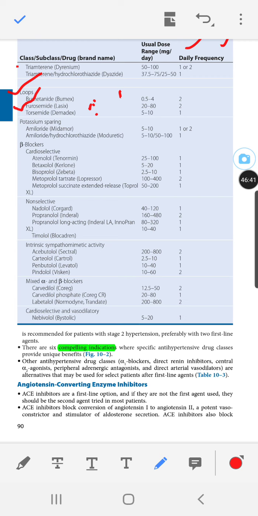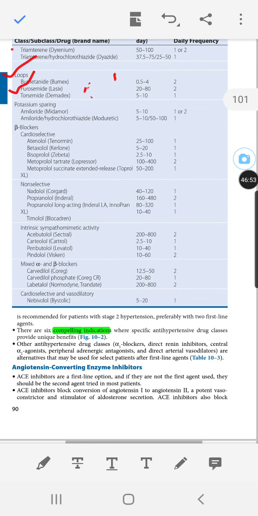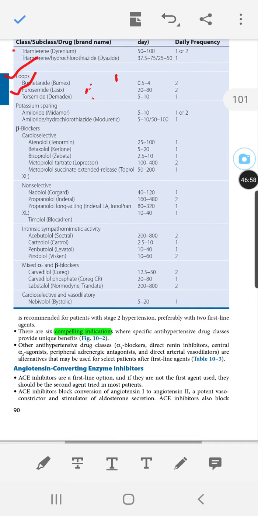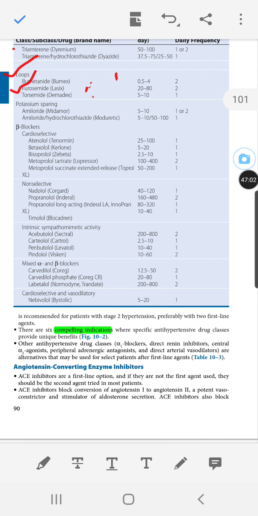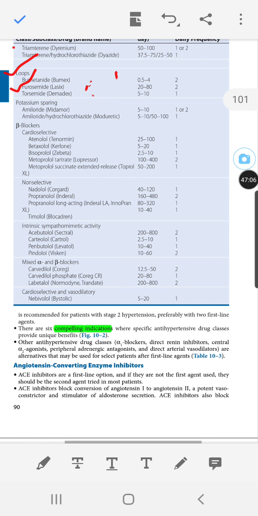The second is the potassium sparing diuretics, which include amiloride, and hydrochlorothiazide. They have mentioned their brand names too, so you go for the generics and the brand if you want. Like furosemide, the brand is very common, so Lasix you should memorize. And potassium sparing diuretics. The third one is the beta blockers.